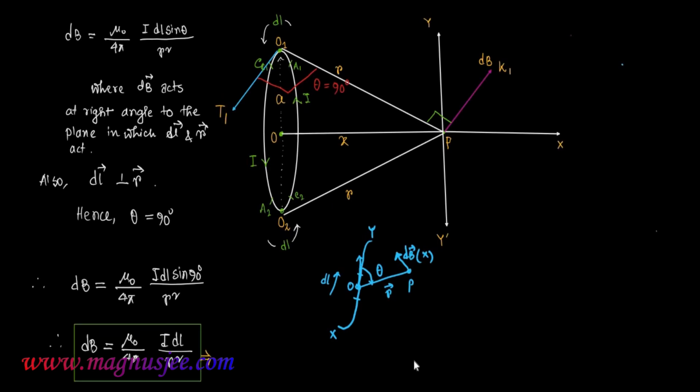We get the expression of magnetic field induction, that is dB equal mu0 by 4 pi, I dl by r square.